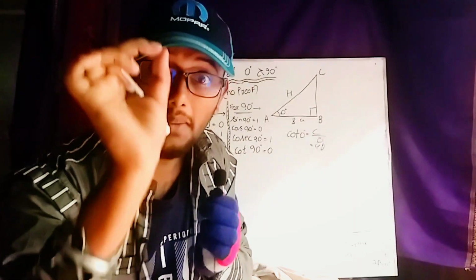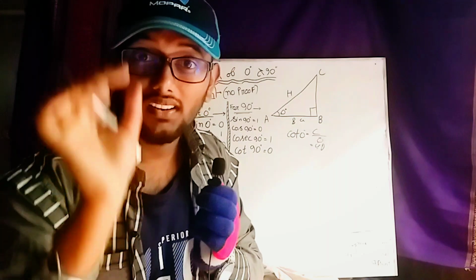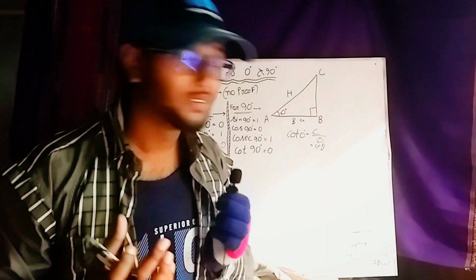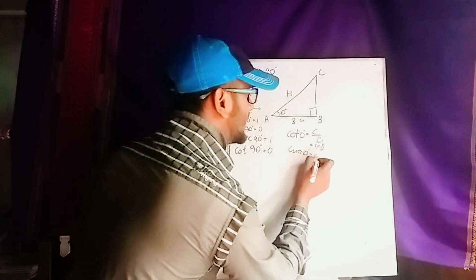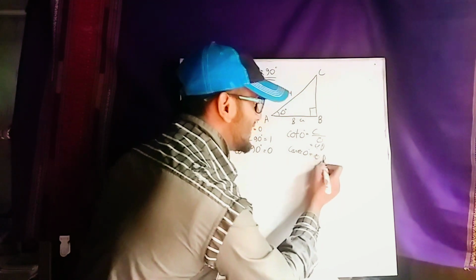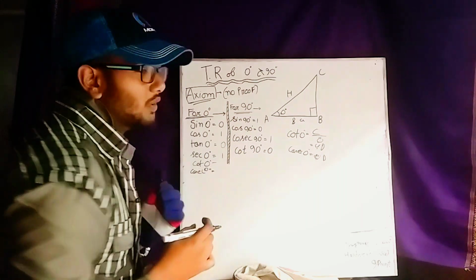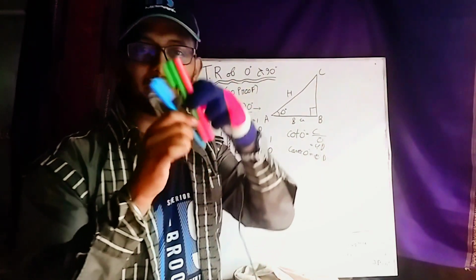Similarly, cosec 0 degree. Cosec 0 degree is 1 by sin 0 degree. And what is sin 0 degree? Sin 0 degree is 0. So 1 by 0, something divided by 0, is undefined. So cosec 0 degree is undefined.